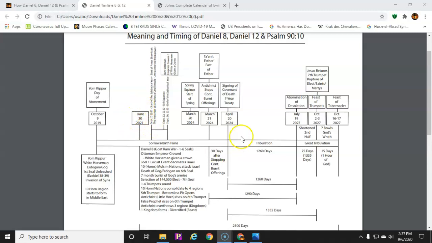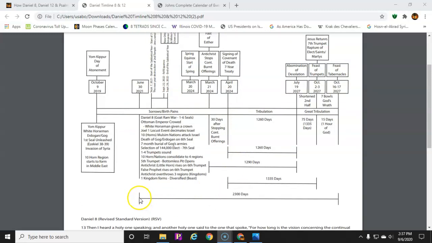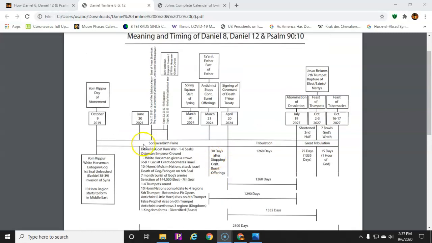Around June 30th, we're going to start to see those 2300 days start to kick in on Daniel 8 and 12, where he talks about the 1290, the 1335, and the 2300 days, and how all these things work hand in hand together. And you're going to start to see that Daniel 8 effect of the Seals War. You're going to see that destruction of the Kurds in Iran. You're going to see him given a crown.